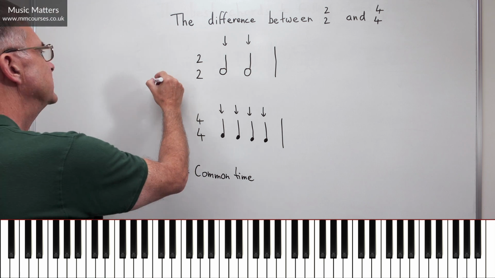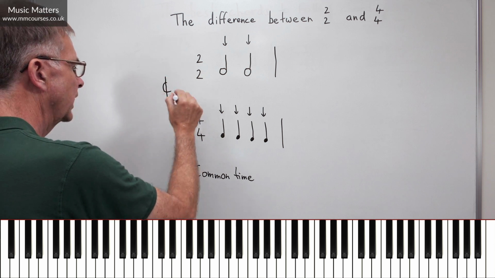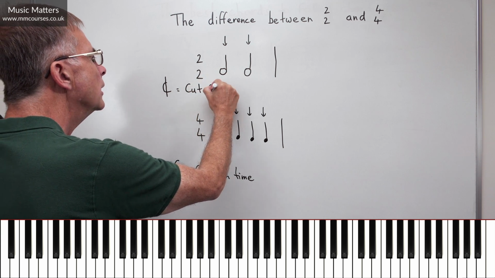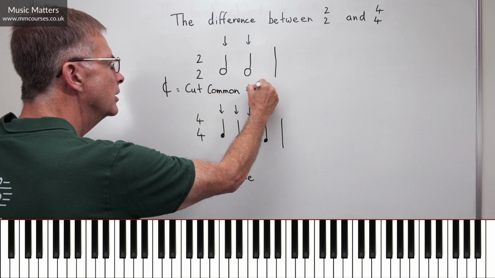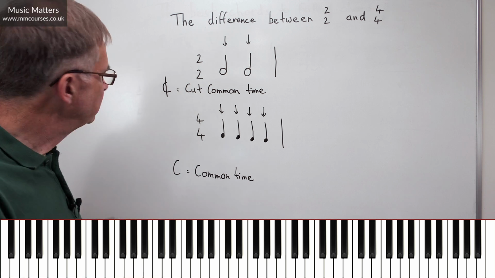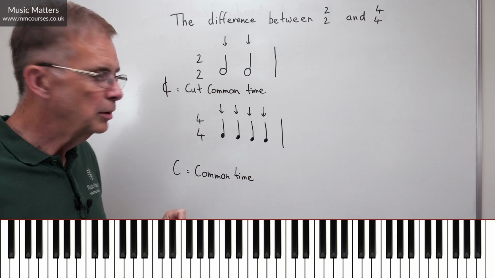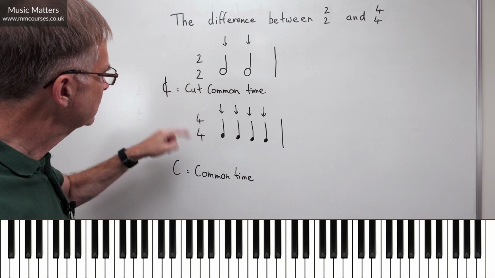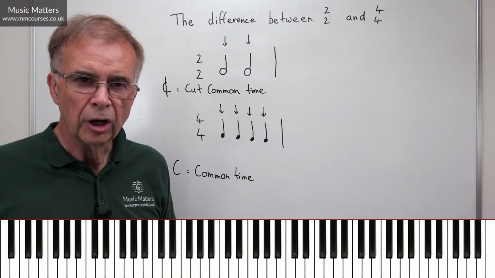2-2, by the way, is often abbreviated like this. You get the C with a vertical line down it, and that's called cut common time. Okay? Just so that you're aware that you might see that instead of the numbers. So if you see a C, it means 4-4. If you see a C with a vertical line through it, it means 2-2, and it's cut common time. And literally, what you're doing in cut common time is halving the numbers. You're cutting them in two, cutting them down the middle. So 4-4 becomes 2-2.